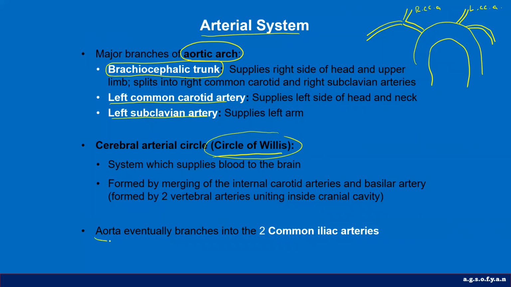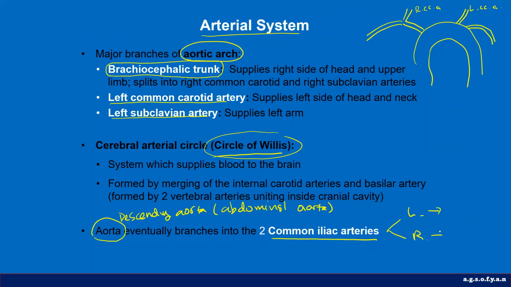And again, the aorta, this is going to be the descending aorta, or because it is in the abdominal cavity, it's called the abdominal aorta. Finally, it will branch into the common iliac arteries, left and right. These are the ones that give blood to the lower limbs. So this is the right leg, and this gives blood to the left leg.